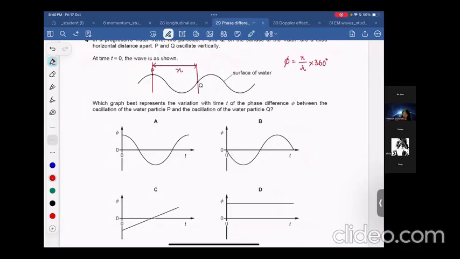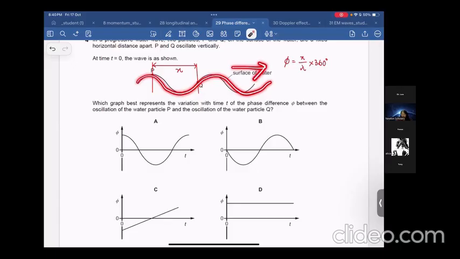This is the X. This particle will be moving up, down, up, down. This particle Q is also moving up, down, up, down. The wave will travel along this, going to the right. So I want to ask you, what is their phase difference from time to time?